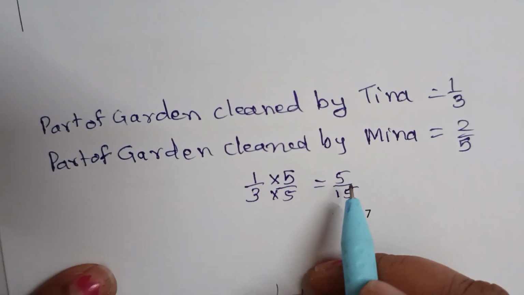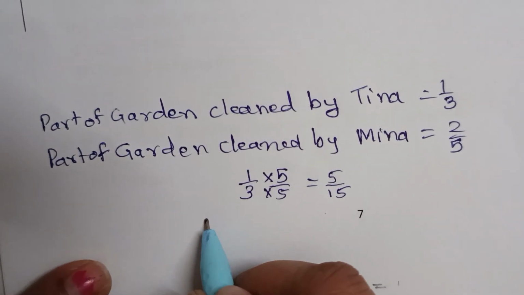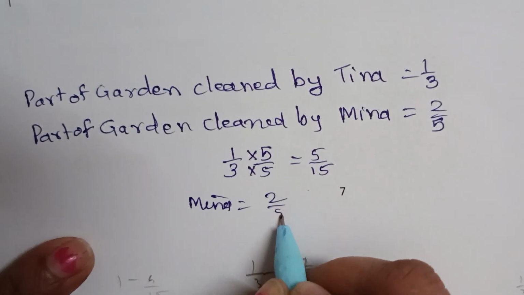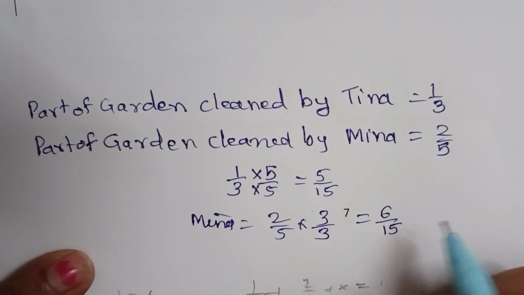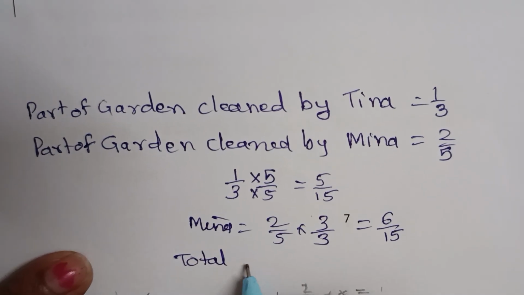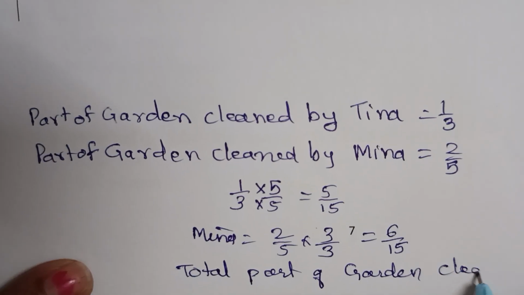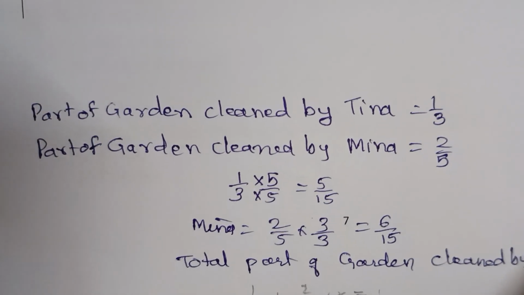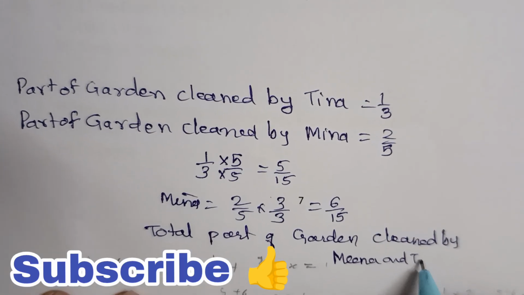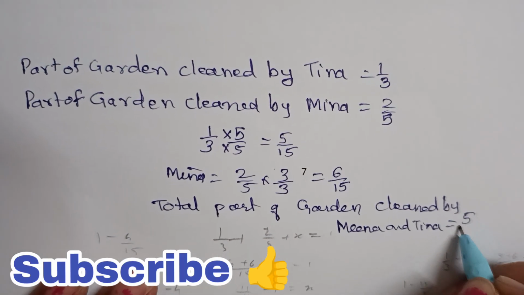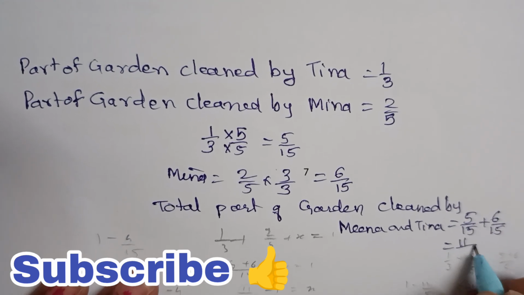This will be the part of the garden cleaned by Tina, and the part of the garden cleaned by Meena is equal to 2 upon 5 into 3 upon 3, so 6 upon 15. So the total part of garden cleaned by Meena and Tina is equal to 5 upon 15 plus 6 upon 15 is equal to 11 upon 15.